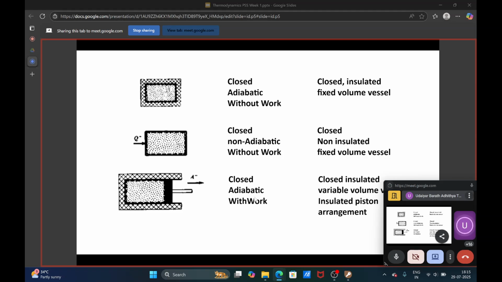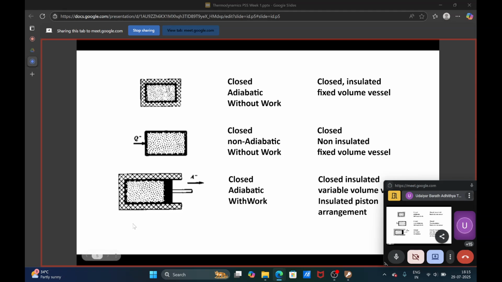Closed adiabatic with work. So this could be another example. Here, instead of heat transfer, you have work transfer. This again is still a closed system, but instead of heat transfer, you have work transfer. So any kind of energy transfer, but there is no mass transfer. This is a closed system. This is a piston cylinder arrangement, which you see in engines and so on.